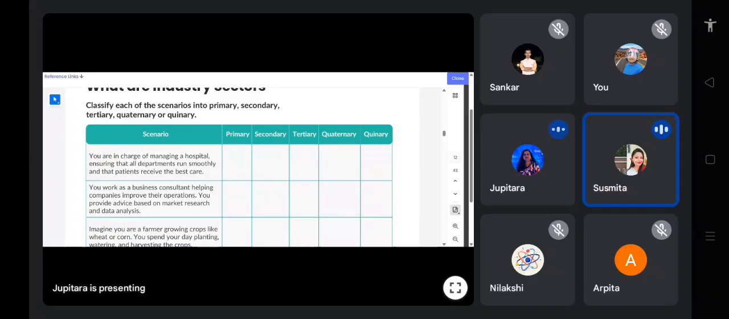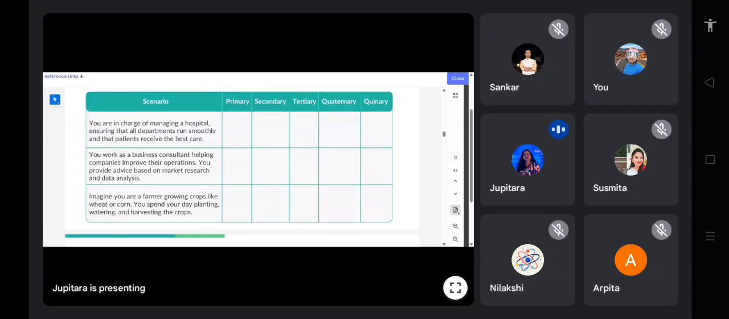Is it tertiary? It is a service, right? You are in a hospital. Hospital provides what? Hospital provides service, right? The service will be included in the tertiary sector. Okay, is it clear on this?